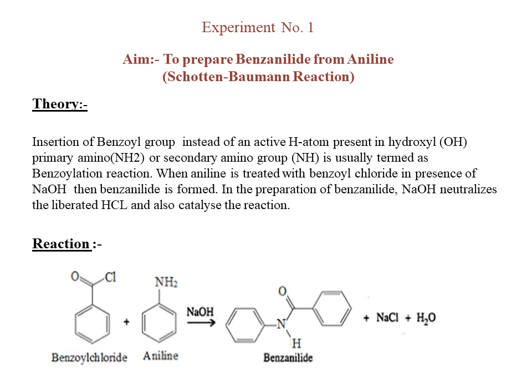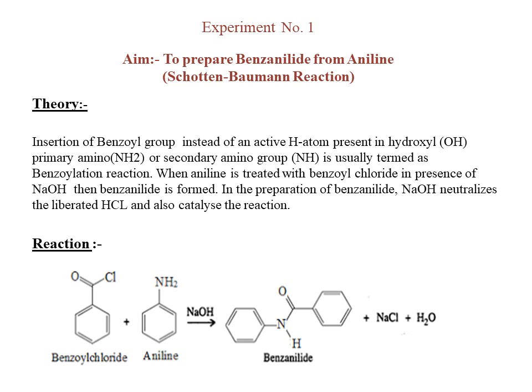The aim of this experiment is to prepare benzanilide from aniline. This is a benzoylation reaction in which a benzoyl group is substituted in place of the active hydrogen of a hydroxyl group, primary amino or secondary amino group. When aniline is treated with benzoyl chloride in the presence of sodium hydroxide, benzanilide is formed.